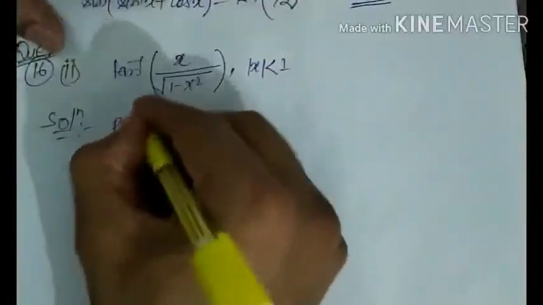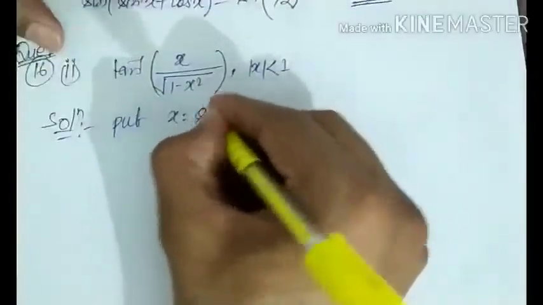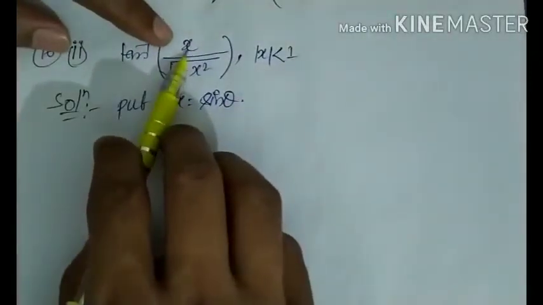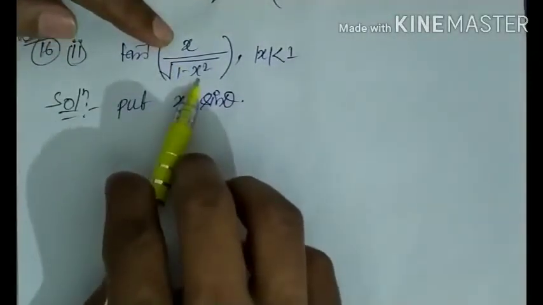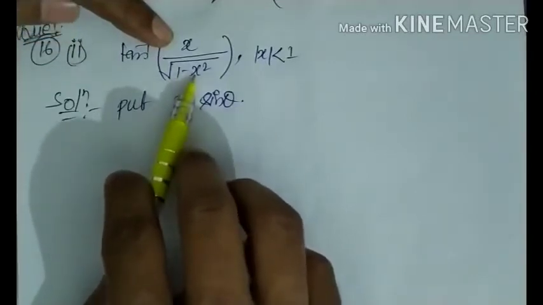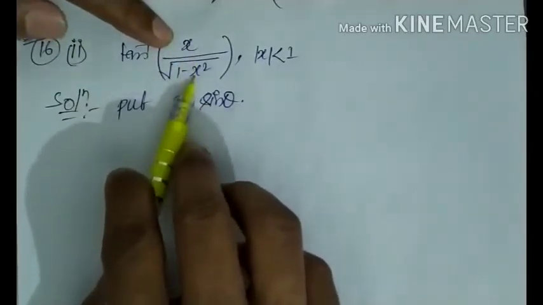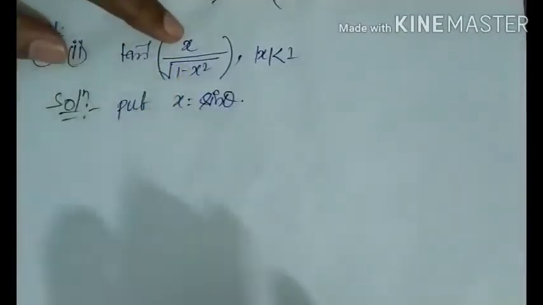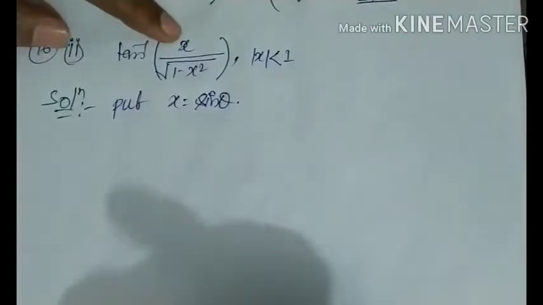Solution: put x equals sine theta. You have to think about it: if it is sine theta, then 1 minus sine square theta will be cos square theta, root over cos square theta is cos theta, sine theta upon cos theta will be tan theta, and tan inverse tan theta, the answer will be theta. Okay, this is our strategy.